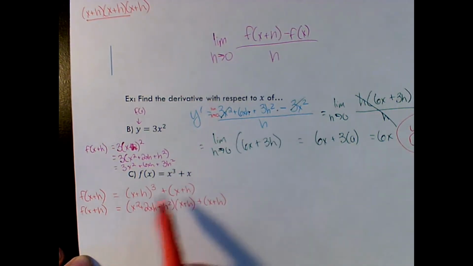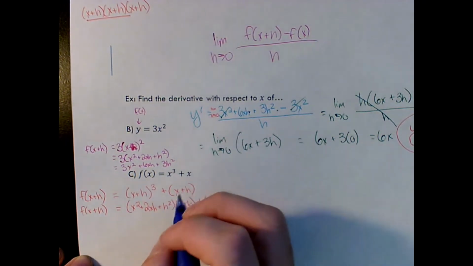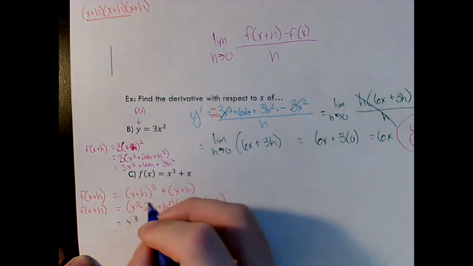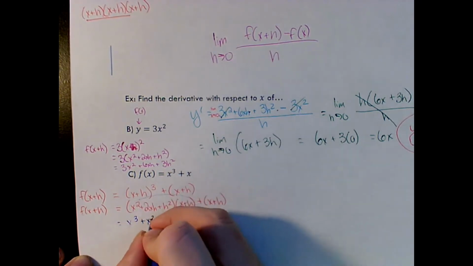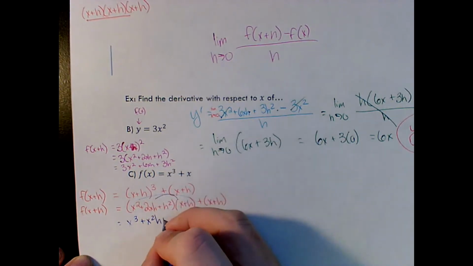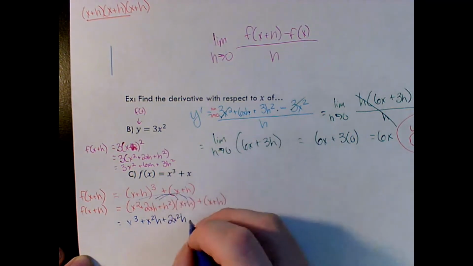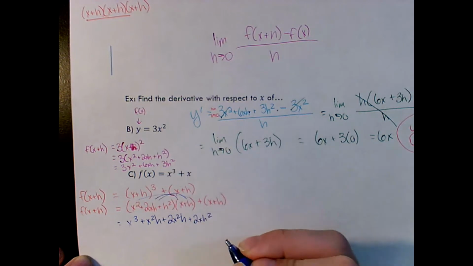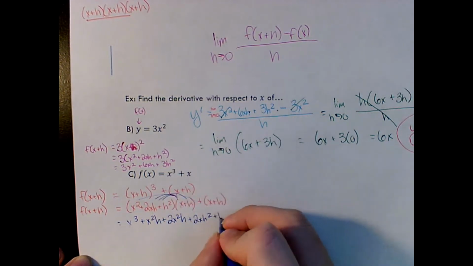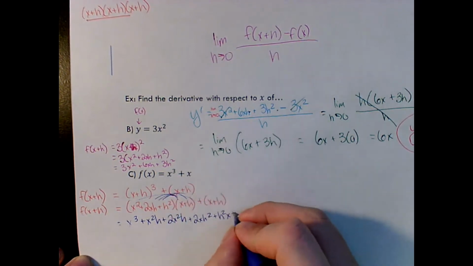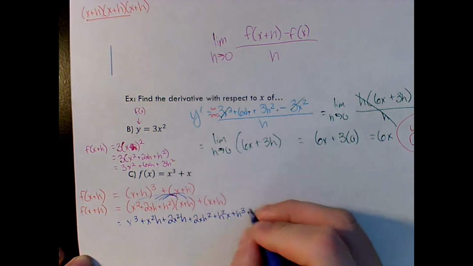Now what I do is I foil. Or in this case, there's a lot more outers and inners to deal with. So I'm going to foil. I get, let me see, x cubed plus x squared h plus 2x squared h. That's going to simplify. Plus 2xh squared plus h squared x. It's going to simplify. Plus h cubed plus x plus h.